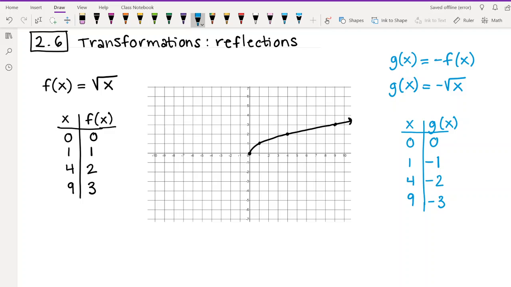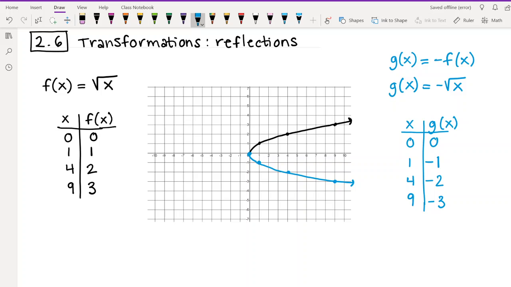So I'm going to go ahead and plot these points, and I'm just going to do it all in the same graph for this one. So we have 0, 0 still, then we have 1, negative 1, then we have 4, negative 2, and then we have 9, negative 3. And so our graph looks like this.